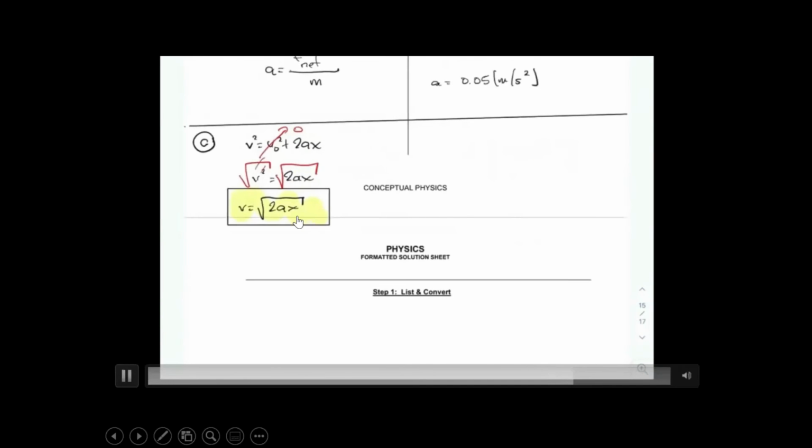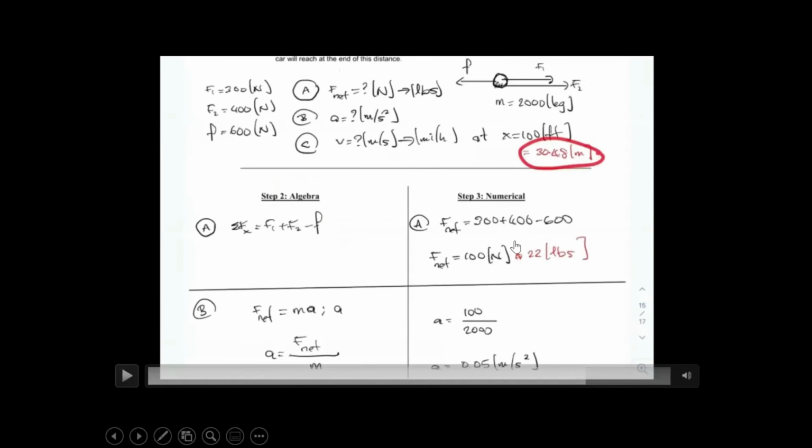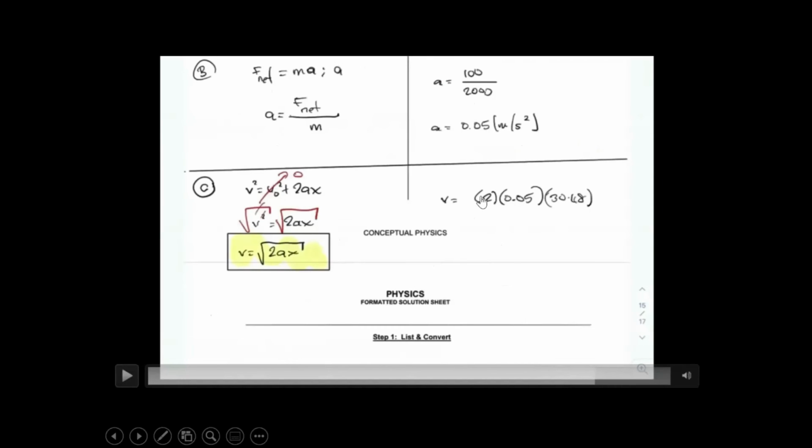So our acceleration is going to be 0.05. And we got a distance which was 30 something, 30 and a half. So multiply, square root. And it's going to give us a number and then convert to miles per hour. That's going to be about 4 miles per hour.